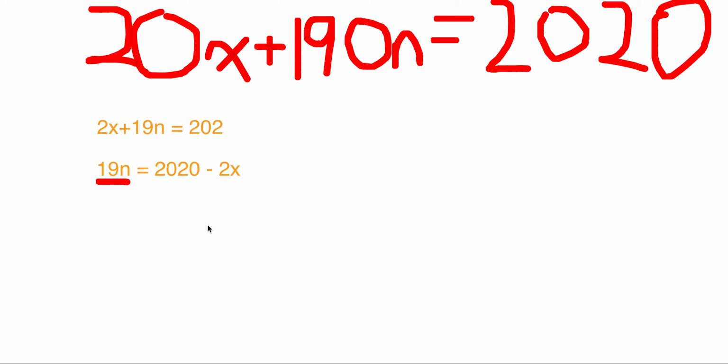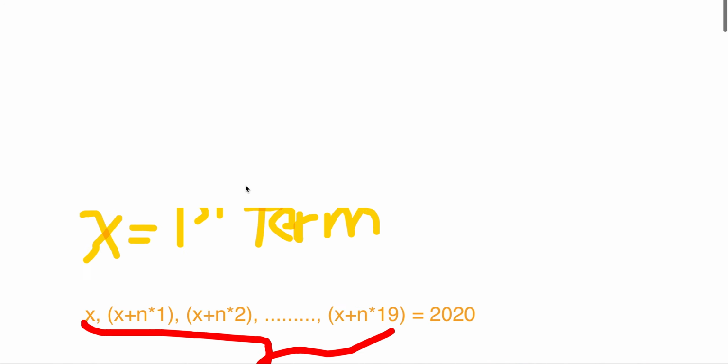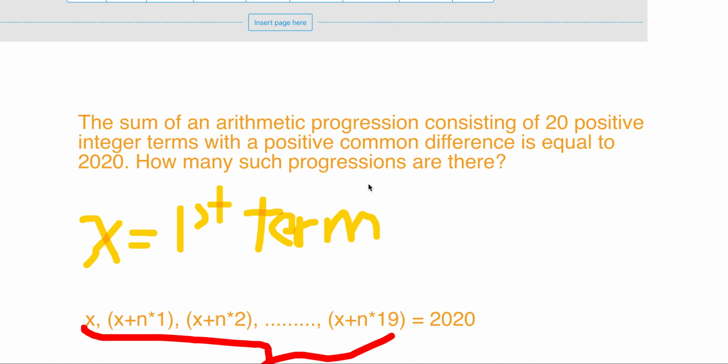Also, if you think about it, n can't be that big, because 19 multiplied by n must be smaller than 2020. Otherwise, x would be negative. So we say that n is smaller or equal to 10. Also, n has to be bigger than 0, and it can't be odd, so therefore the smallest number for n is indeed 2.